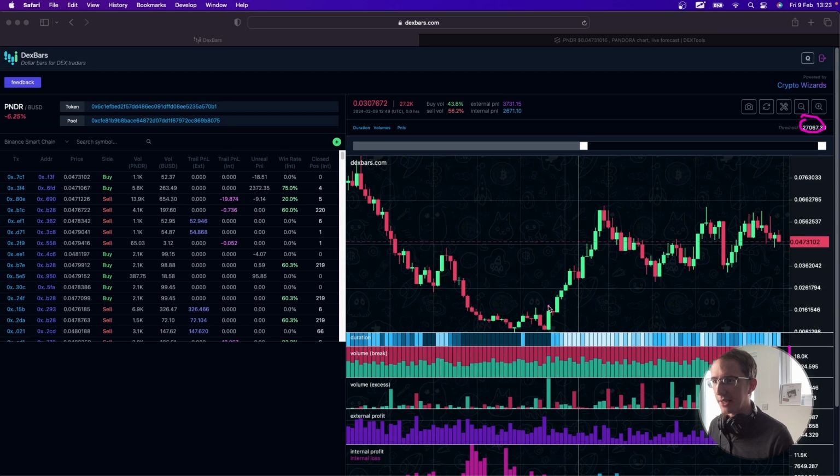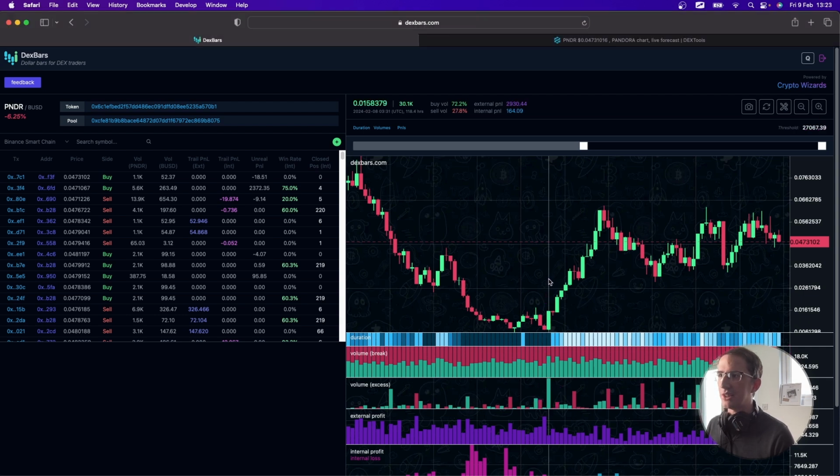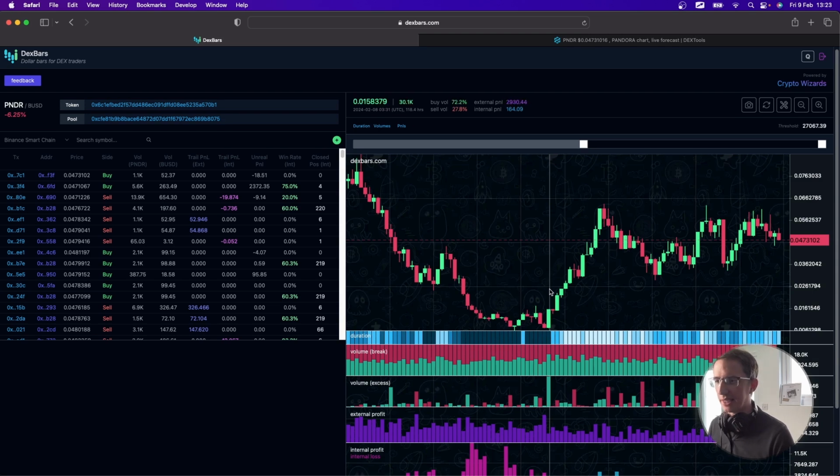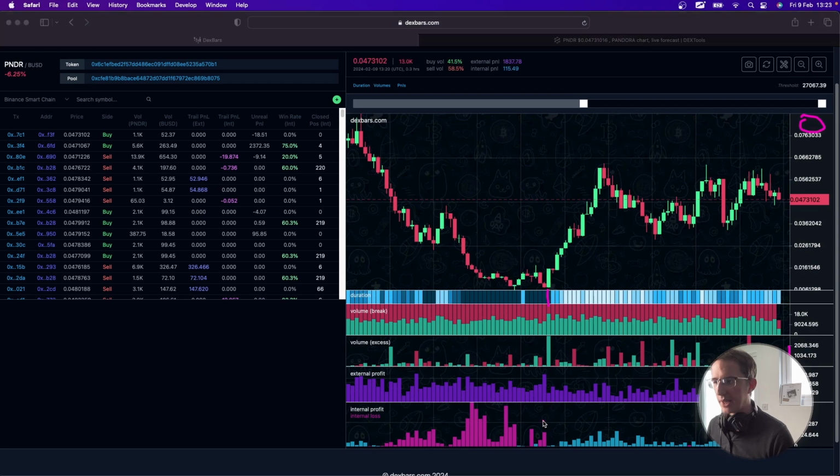So here you can see we had a ton of buy volume that happened here. We can see it by that bar. We can also see that this was more than 50%. If I hover over that bar, it's actually 72% of that bar was buy volume. It's telling me exactly.